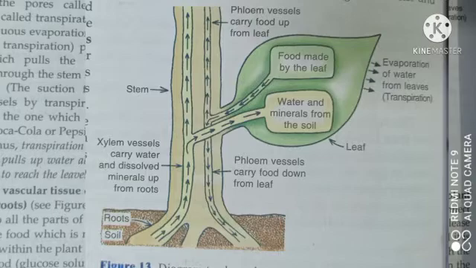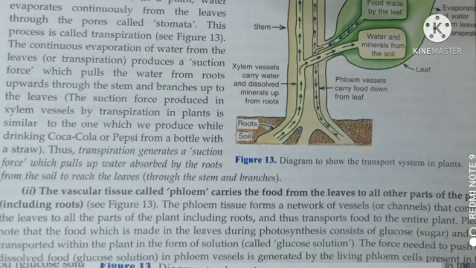As we all know that the food which is produced by the process of photosynthesis is glucose, so the glucose is transported within the plant in the form of solution called glucose solution. The force needed to push the dissolved food, that is glucose solution in phloem vessels, is generated by the living phloem cells present in phloem tissue of the plant. That means in this case the force is produced by some of the cells of the phloem tissue only.